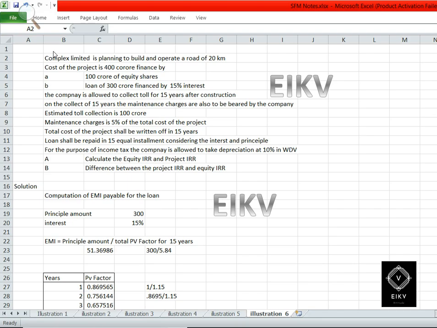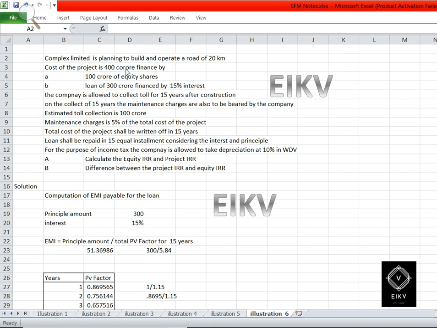This is Vishnu. So guys, in this illustration, the company named Complex Limited is into the business of construction. The company is planning to build a road construction project, which is costing 400 crore. In the contract, it is mentioned that after completing the project, the company will run, operate and maintain the project for 15 years. After completing 15 years, the project will be handed over to the highway department.